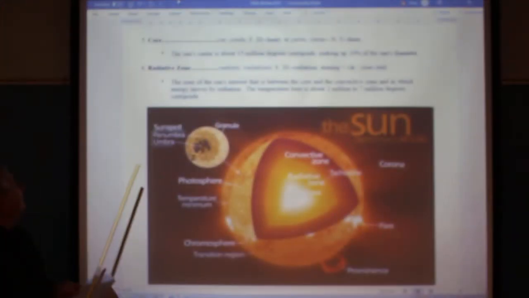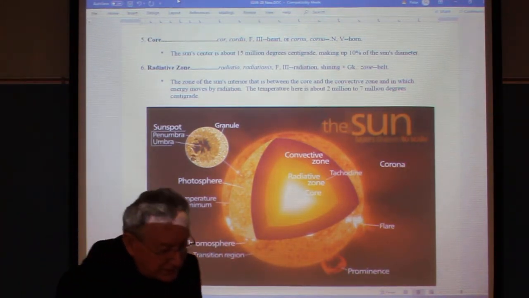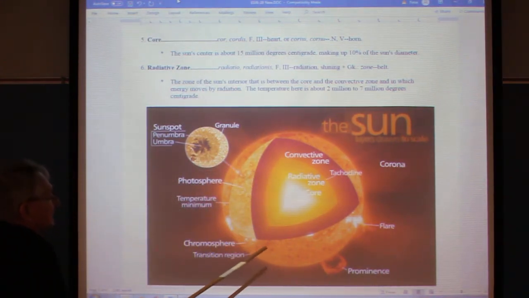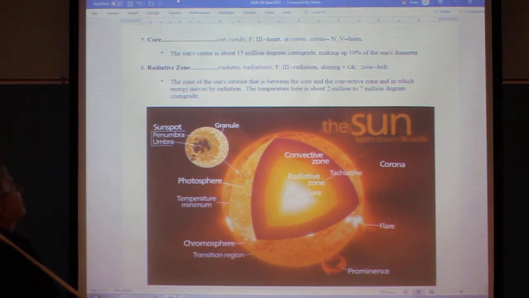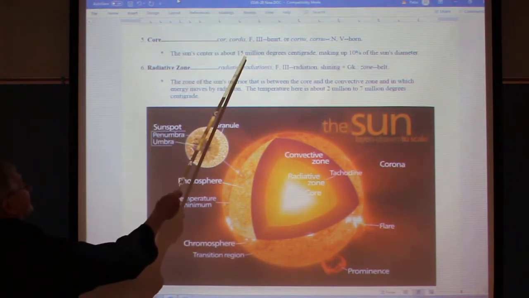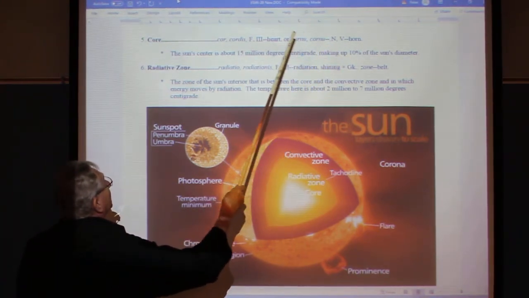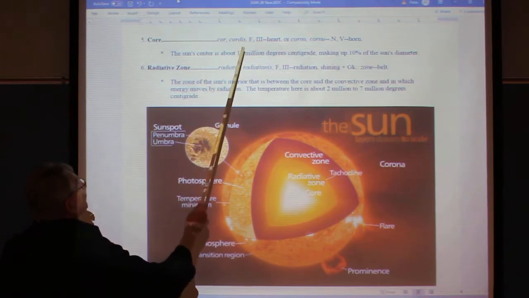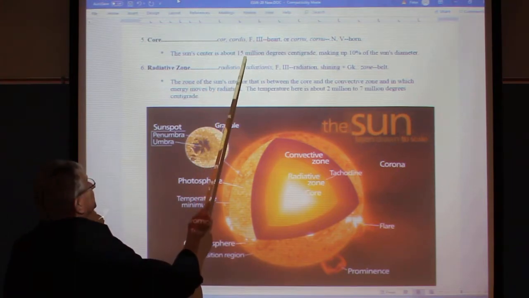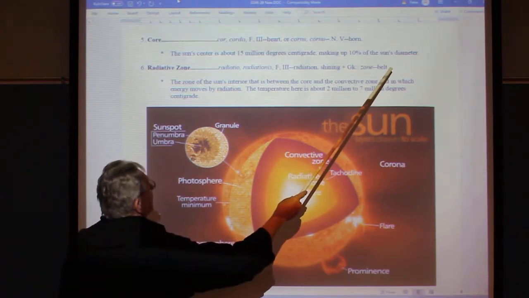Now, this is word 5. If you go back to your diagram in your book, it's on page 578, and this is the diagram that I gave you in my notes, but this one happens to be in color. I don't know how you got it in color, but I'm very happy you did. Core, cordis, feminine third, heart, or cornu, neuter, horn. I'm not sure what root it is, so I put both down in Latin. The sun's center is about 15 million degrees centigrade, and makes up about 10% of the sun's diameter.